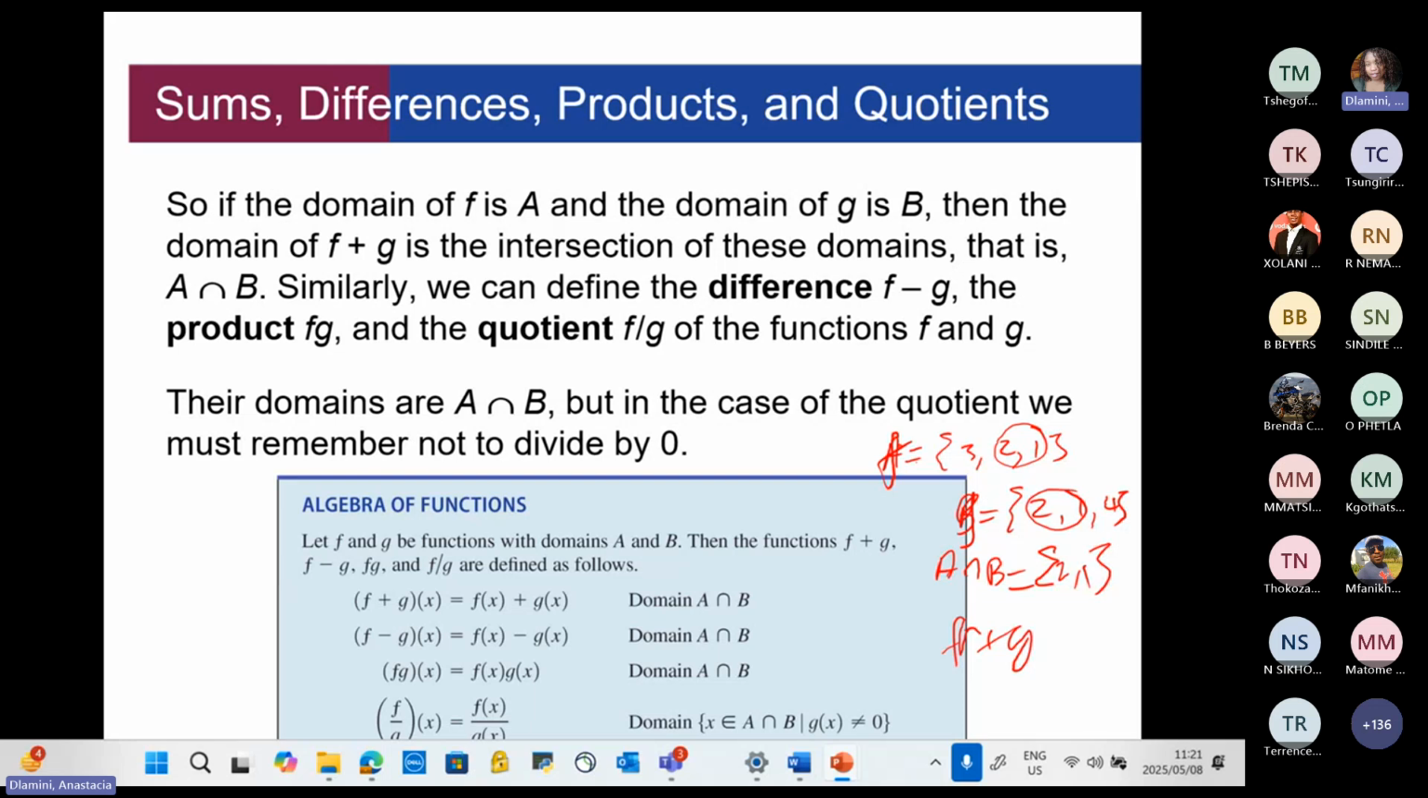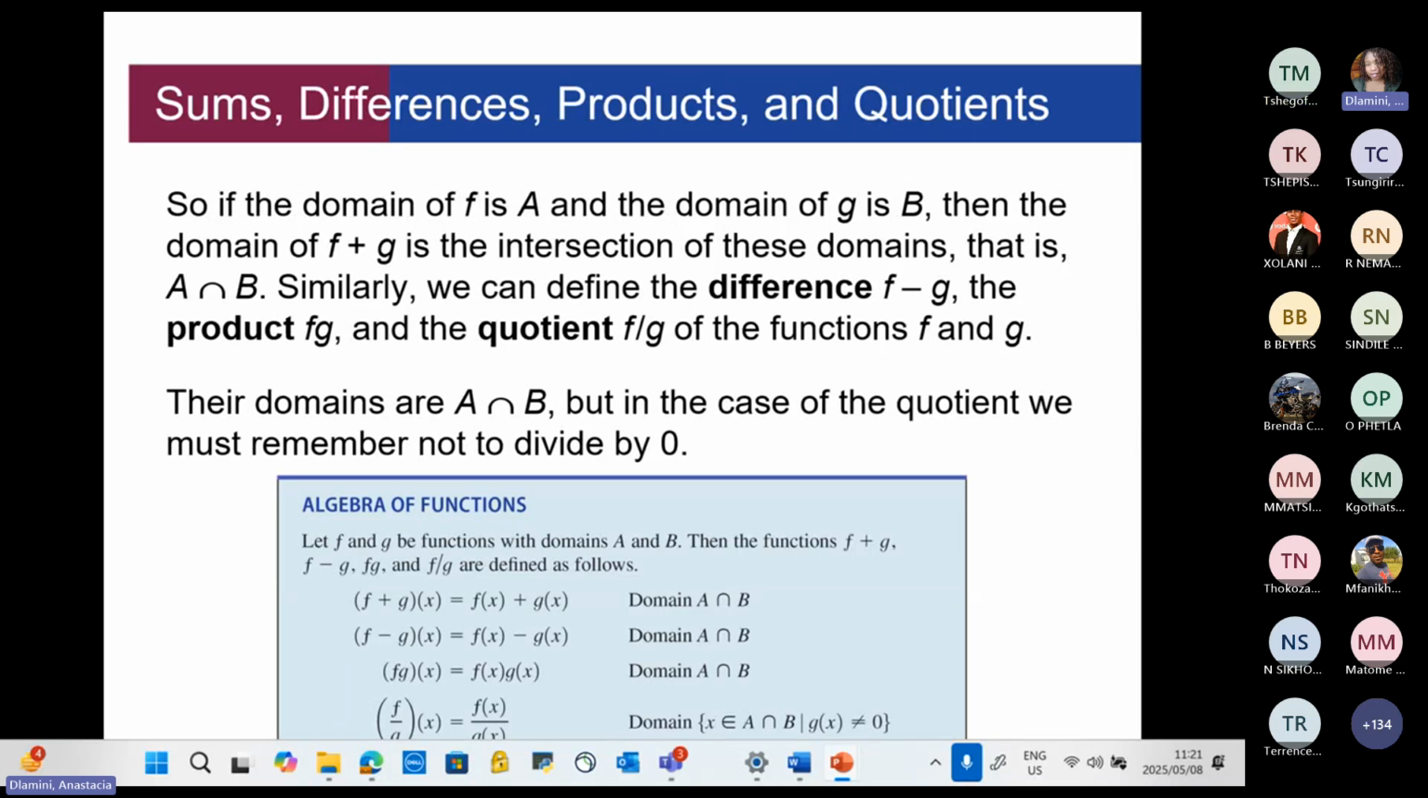So now they are saying, similarly, we can define the difference, the product, as well as the quotient of the functions f and g. Their domains are the intersections. Are we all together there? They're saying the domains are the intersection. So if you have a function f of x and g of x, their domains are the intersection, right?